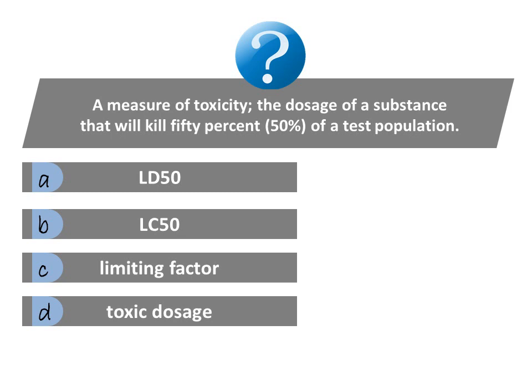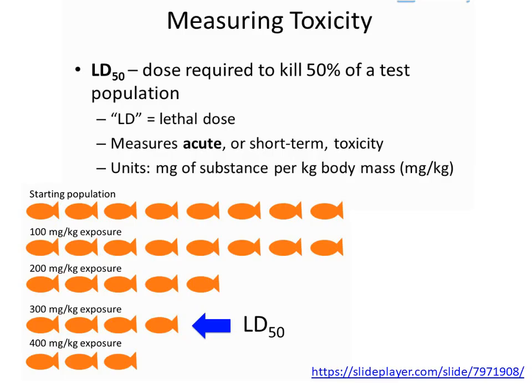Let's say, meron kang 100 na isda. Tapos, i-determine mo or kailangan mong malaman kung ilan ba yung dosage or gaano karami ng substance na nilagay mo na makakapatay ng 50% ng iyong 100 na isda. So, that means, nung 50 na isda. So, ano bang tawag doon sa measure? The correct answer is letter A, LD50. LD50. LD means the lethal dose or the dose required to kill 50% of a test population.